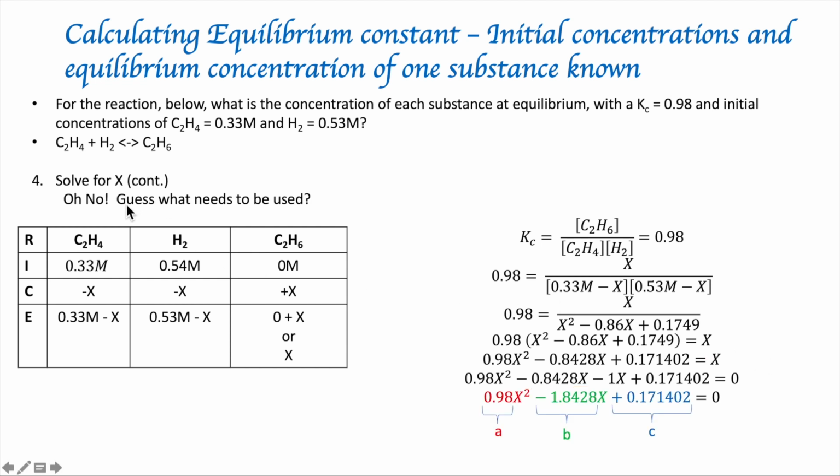Oh no. Guess what needs to be used? Dun dun dun. Yes. Hopefully you recognize this. It should be cheering. It's like, yes, yes, quadratic equation. So, therefore, here is your A, here is your B, and here is your C. You guys remember the song here? Good, because I don't remember that song here. So, hopefully, I can hear you guys sing it already.